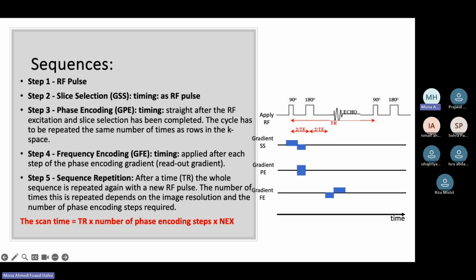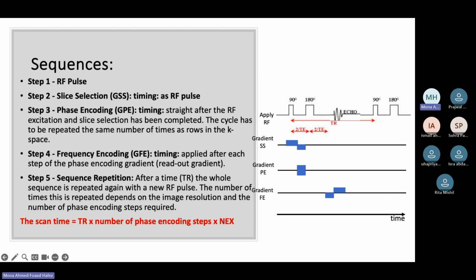The cycle has to be repeated the same number of times as rows in the K-space for phase encoding. Frequency encoding gradient timing: after each step of phase encoding gradient, we start the frequency encoding gradient. Then step 5 is sequence repetition: after TR time, the whole sequence is repeated again. The upper graph is for the conventional echo sequence, and both of these are for the gradient sequence. For conventional, 90 and 180, then echo, and repeat after TR time.